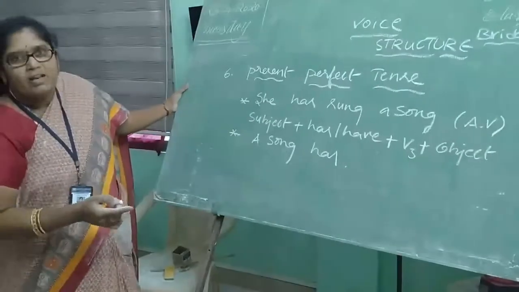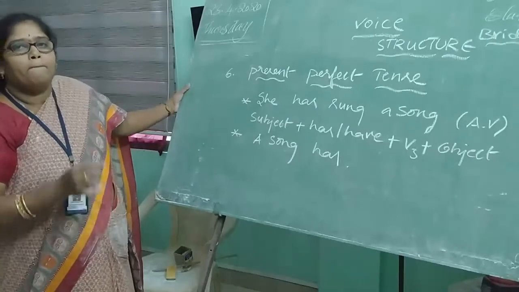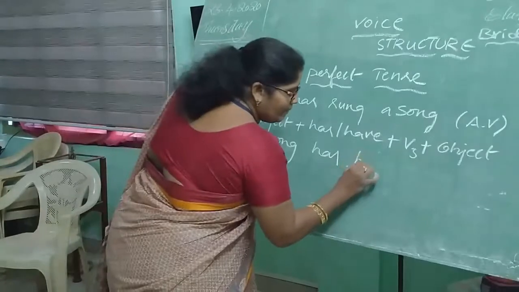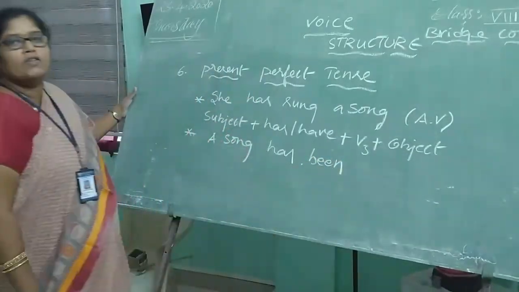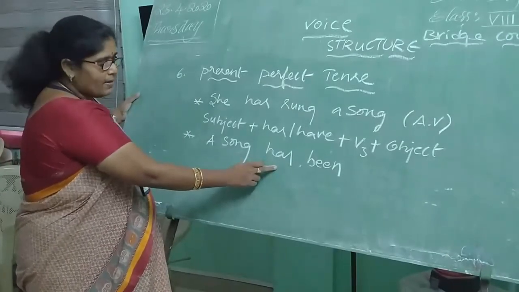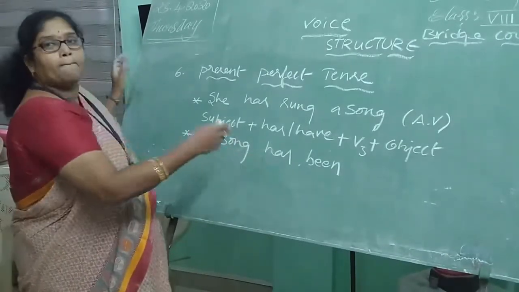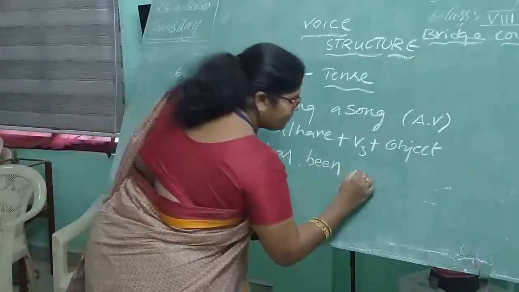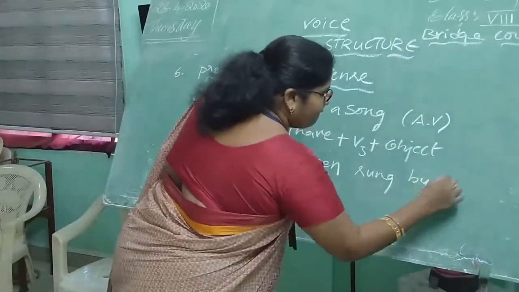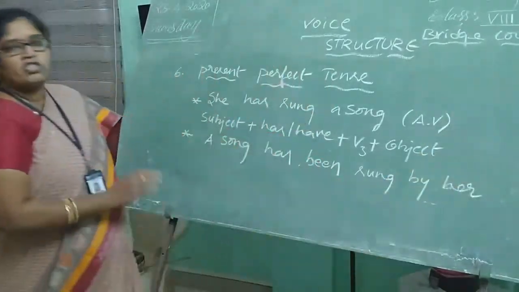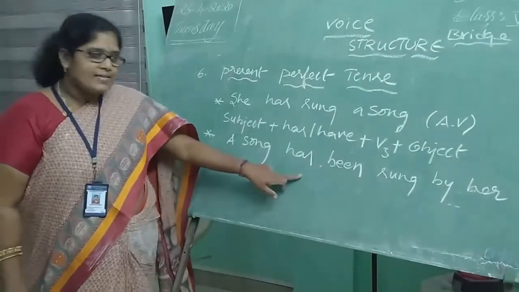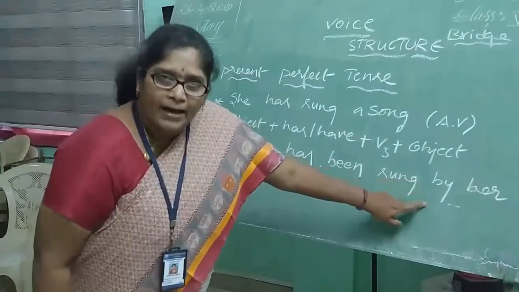A song has. For perfect tense, as per the rules, been should be used. So I am using been. A song is singular, so I have taken has. A song has been, V3 comes next. Has been sung. Next comes the preposition by her. She changes into her. So the answer is: a song has been sung by her.